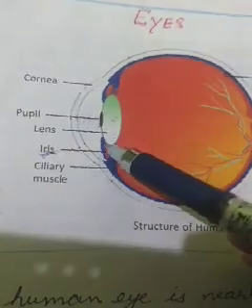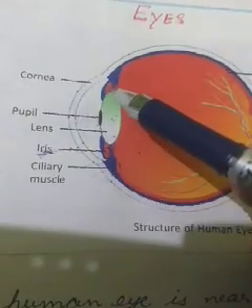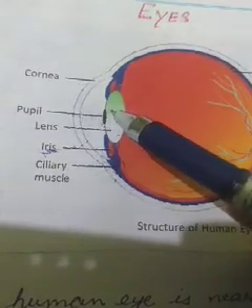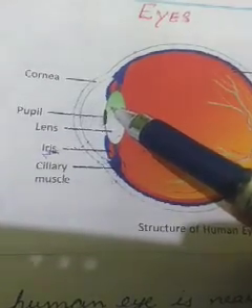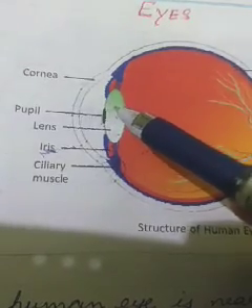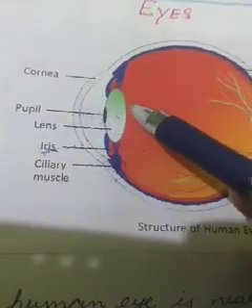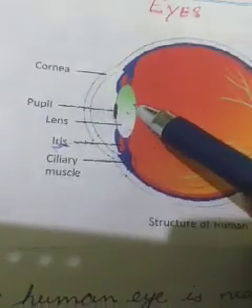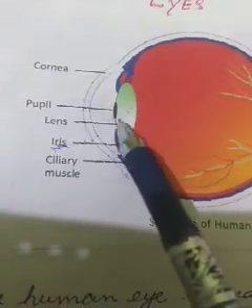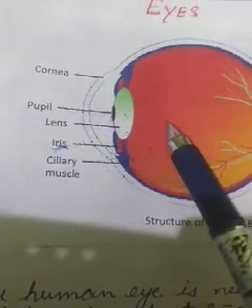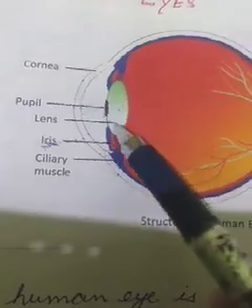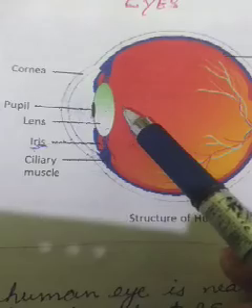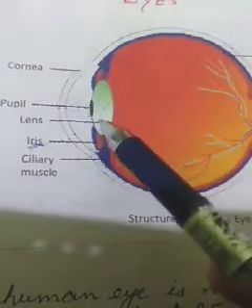The iris regulates the amount of light entering the eye by adjusting the size of the pupil. In dim light, the pupil gets enlarged, thus letting more light enter the eyes. In bright light, the pupil contracts and less light enters the eyes. And when the light enters through the pupil, it is focused by the eye lens. The eye lens is harder in the middle and softer on the edges.